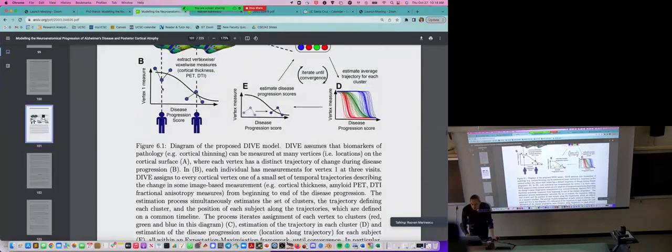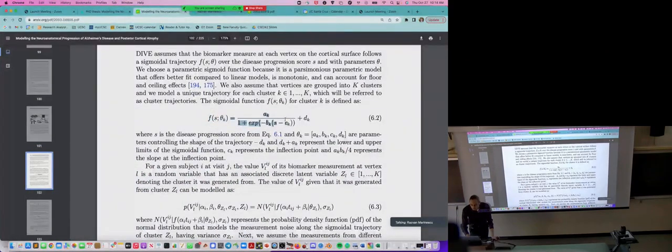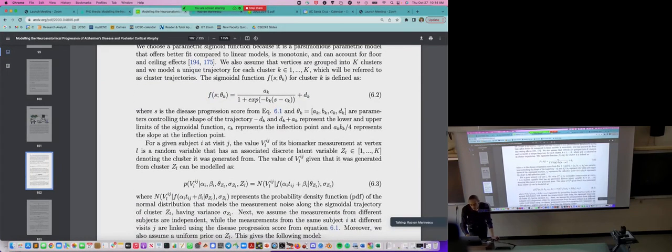And you see this has a sigmoidal shape, and this is how we defined it. We defined it with a function, a sigmoidal function which has this particular expression, and we call that f. And then we defined a Gaussian noise model around the value of this sigmoidal function, showing that in practice you can have measurement noise when you try to measure the cortical thickness at a particular location.